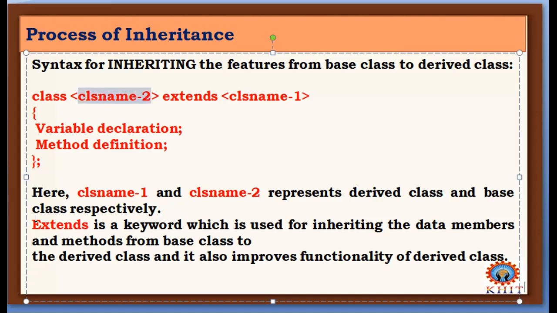Right. So what is the keyword extends? Extends is a keyword which is used for inheriting the data members and methods from the base class to the derived class. Okay, so the keyword we use to follow inheritance is the extends keyword. So keep this in mind. Keyword extends is used to inherit the properties from the base class to the derived class.